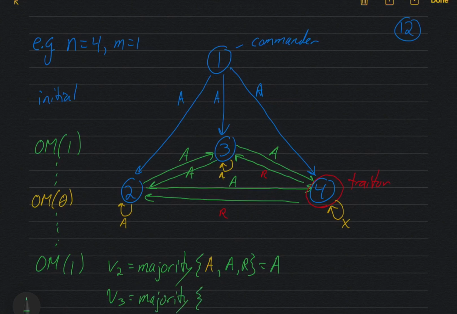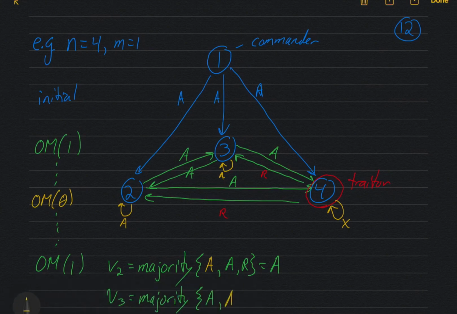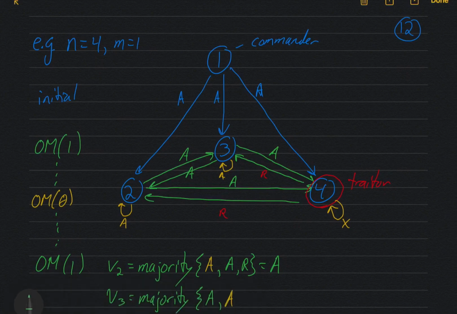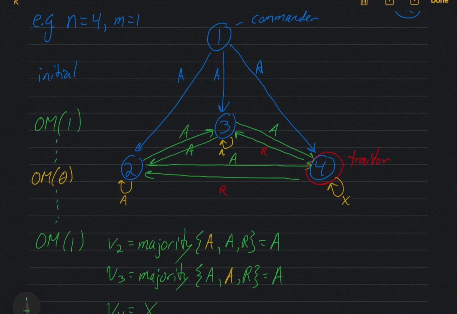And Lieutenant 3 will take the majority of the values that it received. So it received attack from Lieutenant 2, it heard attack from the commander, and it heard retreat from Lieutenant 4, and again the majority value is attack. And Lieutenant 4, what decision it arrives at, we don't care. In this example, it's a faulty component, it's going to do something invalid or unreliable.